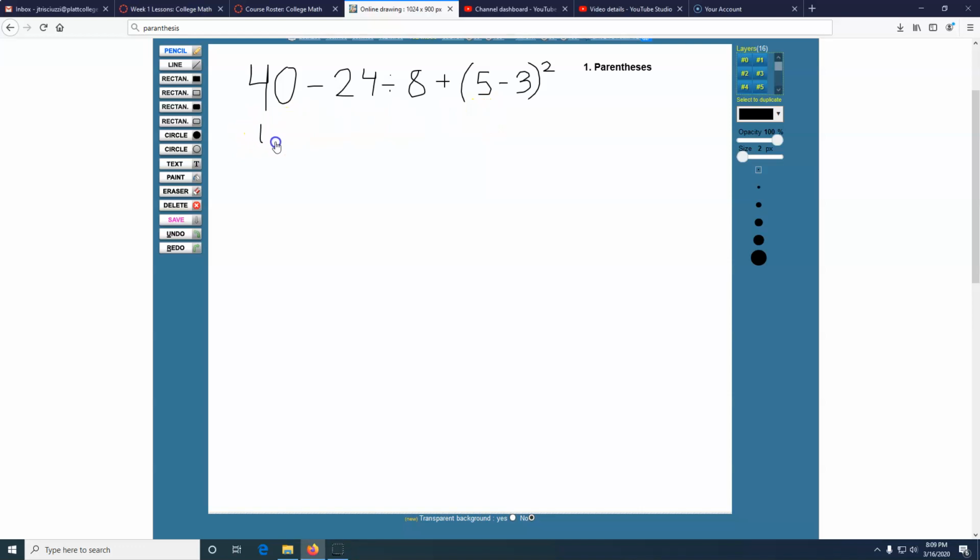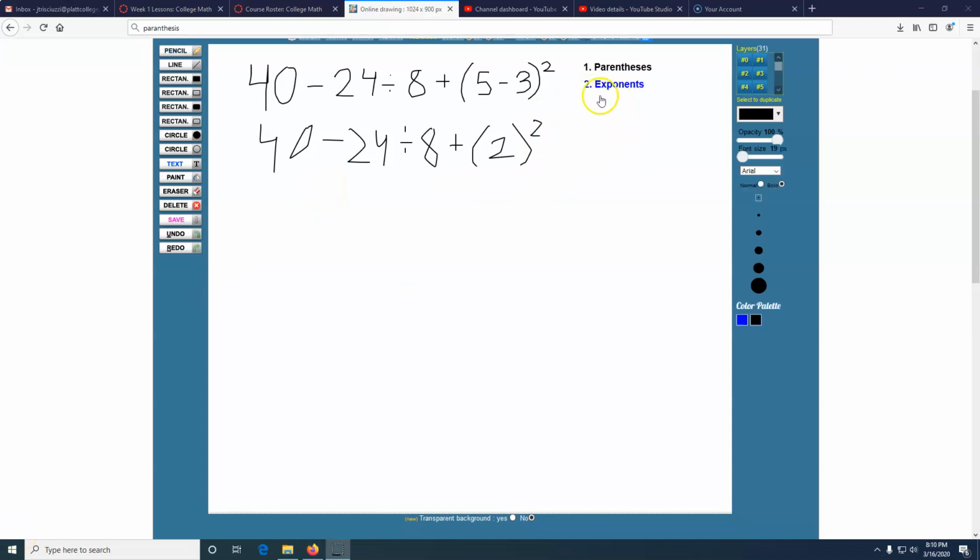So notice the 40, the minus 24, the division, all that stays the same. The only thing that's going to happen is we're going to go ahead and do 5 minus 3, which gives us 2. And it's going to be to the second power.